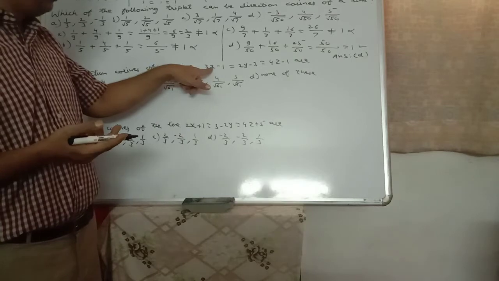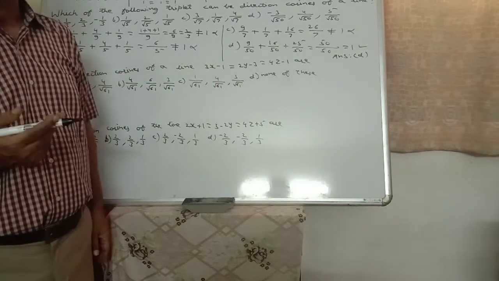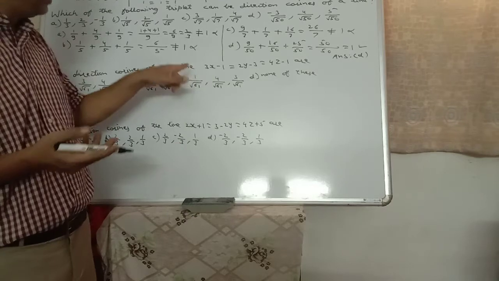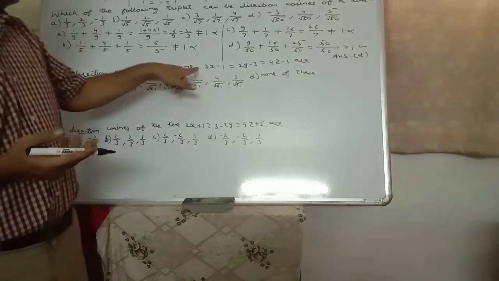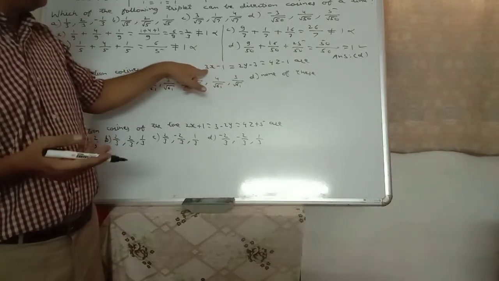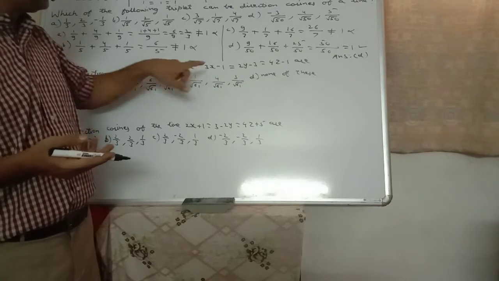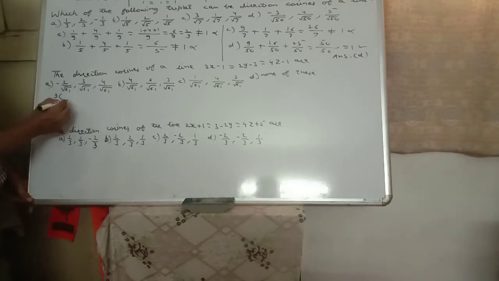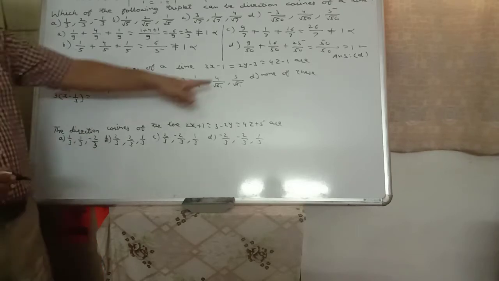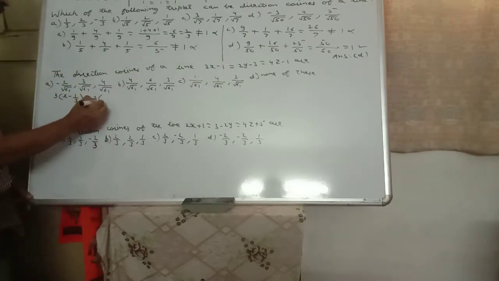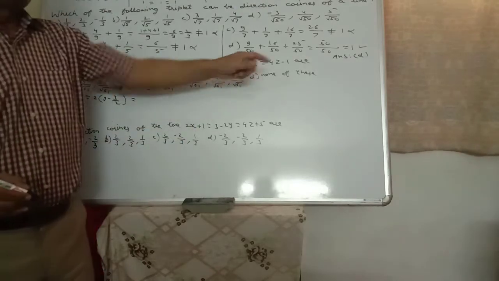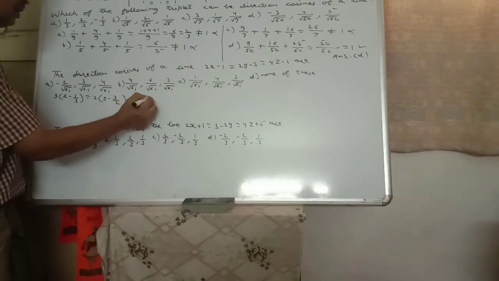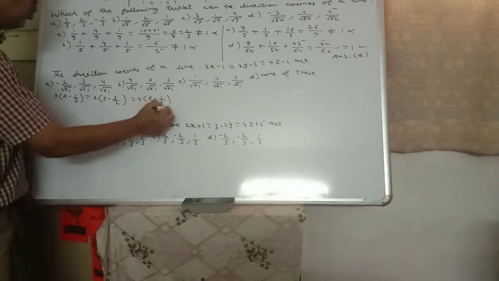So the coefficients of x, y, z should be equal to 1. Here they are not equal to 1. So we shall make them equal to 1. For that, in these two terms, we shall take 3 common in bracket. X minus 1 by 3 is equal to, here take 2 common in bracket, y minus 3 by 2, take 4 common, z minus 1 by 4.